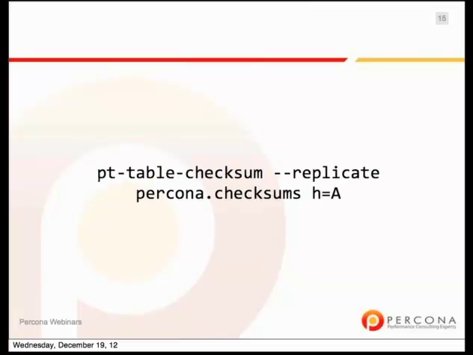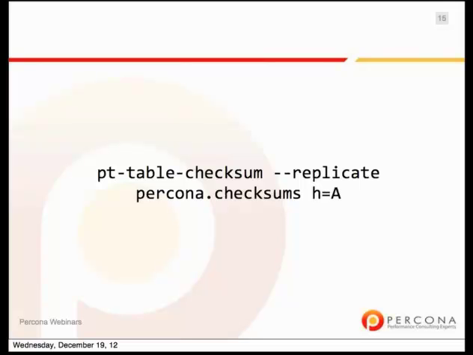--replicate the percona.checksums table. That's the default table that I talked about in the previous slides, but you can put whatever you want here. And the data source name for the master. In this case, I'm assuming I have a my.cnf file properly configured for my user, so I just put the host name. And yes, it's that simple. Just that one command will go and run the checksum and let it replicate to all replicas.